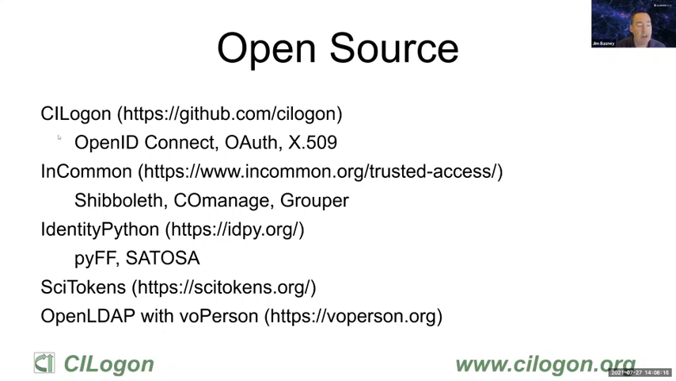We have some homegrown components from the CILogon project, including our OpenID Connect provider, our OAuth SciTokens provider, our X509 certificate authority built on OpenSSL. We recently added support for SciTokens using OAuth JSON Web Tokens, and also we use OpenLDAP for that LDAP support, with support for the voPerson standard for managing those virtual organization attributes that are so critical to research collaborations.